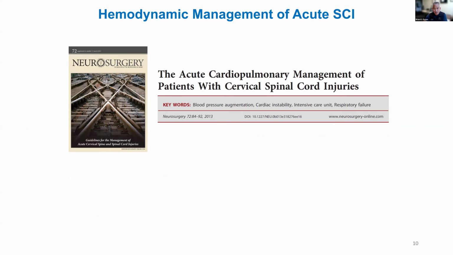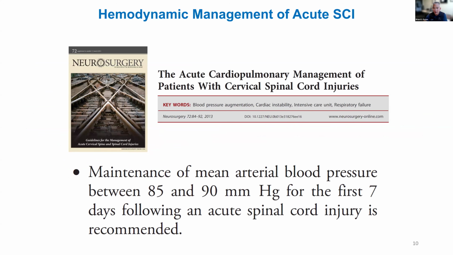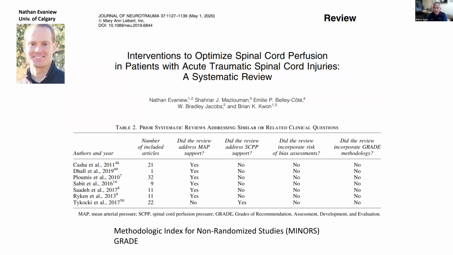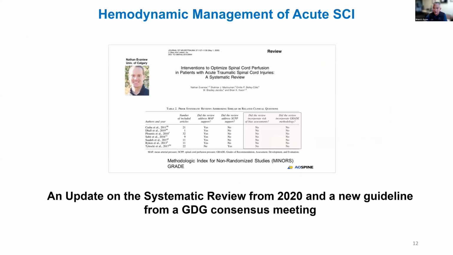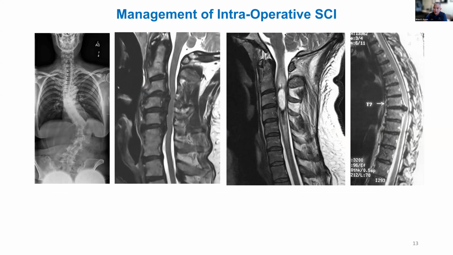These were the 2013 guidelines on hemodynamic management from the AANS-CNS that recommended that MAP be maintained between 85 and 90 millimeters of mercury for the first 7 days. And we had previously done a systematic review in 2020 that revealed that the relationship between mean arterial pressure and neurological outcome was uncertain, and that there was a lot that we probably could update on these particular guidelines.